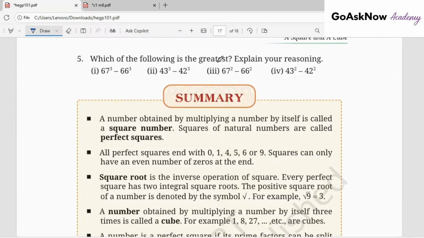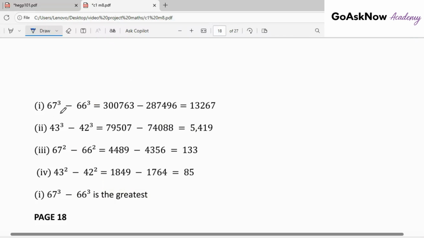Fifth question: which of the following is greatest? Explain your reasoning. First one, 67 cubed minus 66 cubed is equal to 300,763 minus 287,496, which gives 13,267. Then 43 cubed minus 42 cubed is equal to 79,507 minus 74,088, which is 5,419. This is the difference.